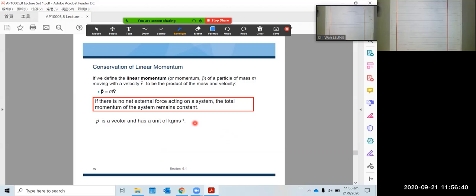So the idea is every object associated with its motion has a linear momentum. And the linear momentum is just the product of the mass, which is a scalar, and the velocity, which is a vector. So the linear momentum by itself is a vector that has the same direction as the velocity, and the magnitude is equal to m times v. Mass has a unit of kg, v has a unit of meter per second. So the unit of linear momentum is kg m s^-1.